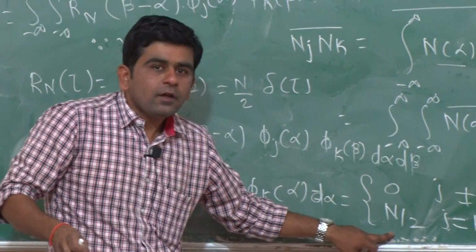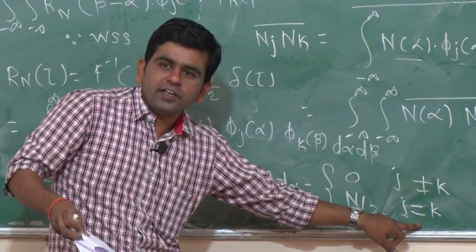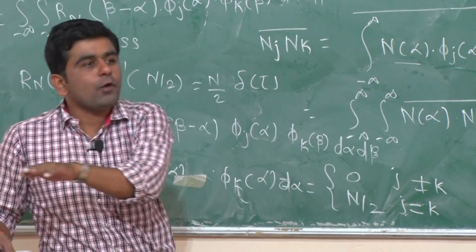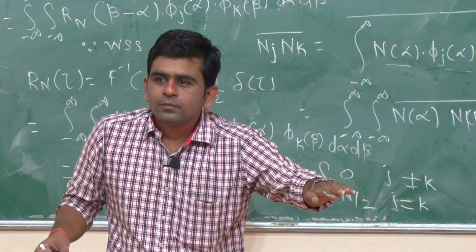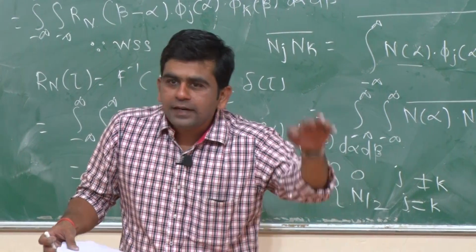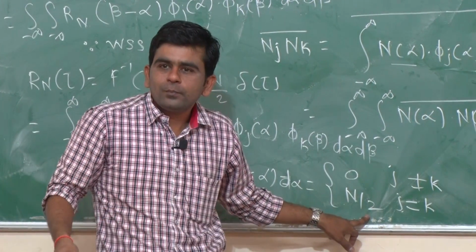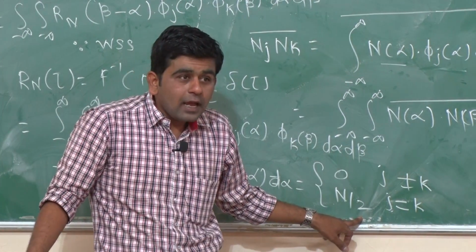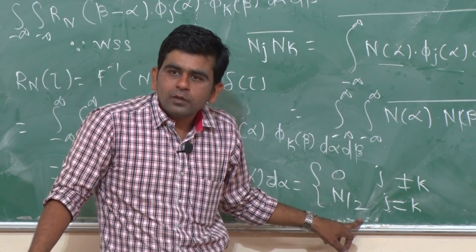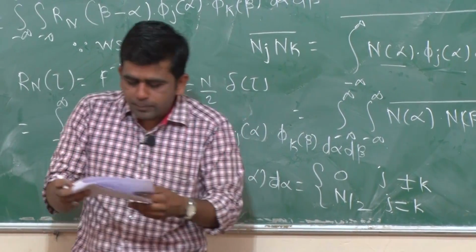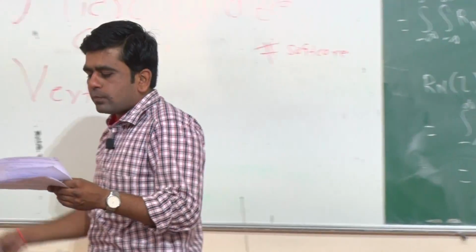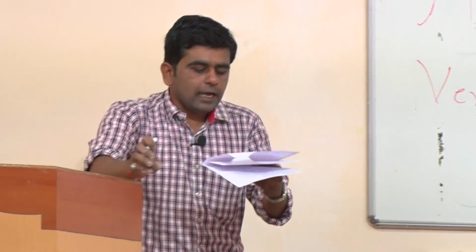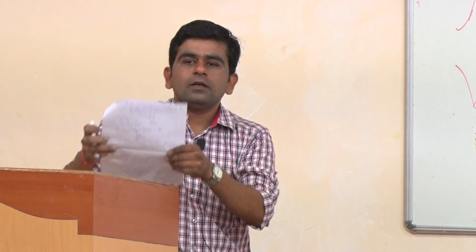And secondly, when they are equal, j equal to k, we are talking about only one axis, the x axis, the x coordinate, then it will give the value N by 2. Is it clear? In this way we have to represent this process. Here n j and n k, when they are different, they are uncorrelated to each other.